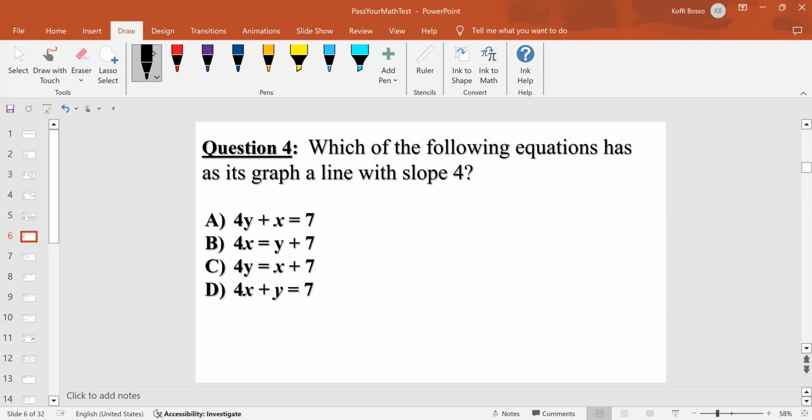Question number 4. Which of the following equations has as its graph a line with slope 4? So we're going to use this formula y equals mx plus b, where m is the slope. Okay, so we need to see, if you write all these equations in that form, which one has 4 as the coefficient of x, which is going to be the slope. But we can do something here. Every time you see this 4 with the y, like in A and also in C, solving for y, which is to isolate.